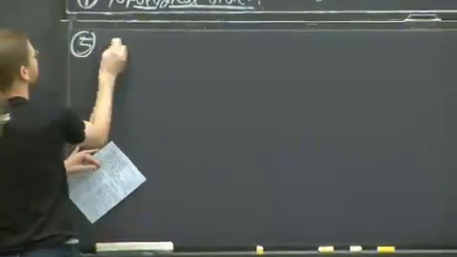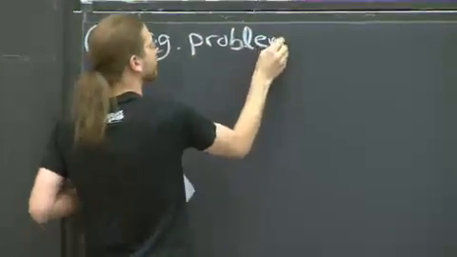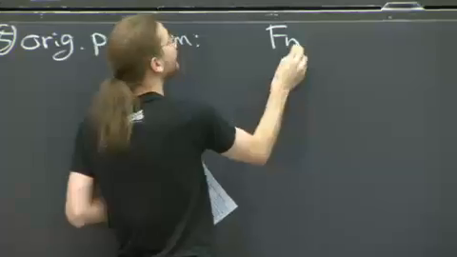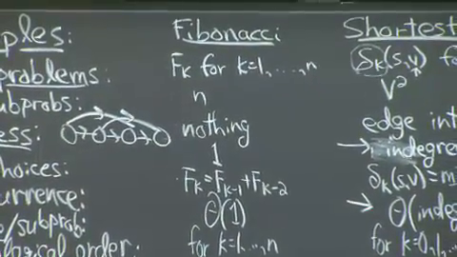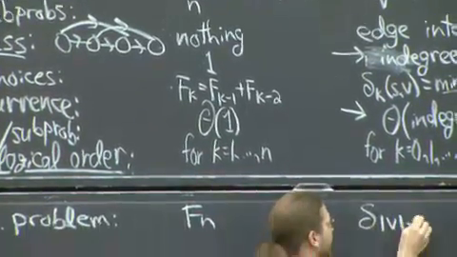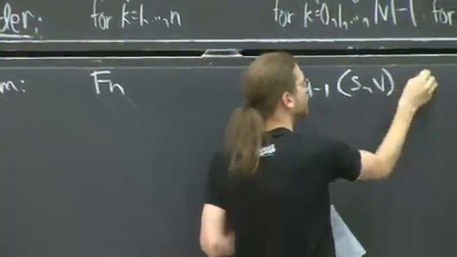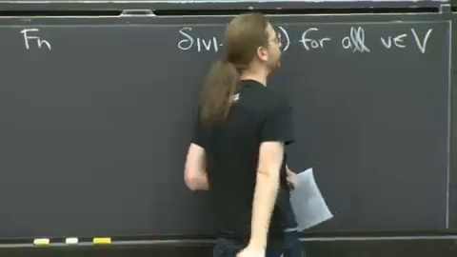We can go down here. Solve the original problem. For Fibonacci, it is Fn, and this is one of our subproblems. So if we solve all of them, we're done. For shortest paths, it's basically delta sub v minus 1 of SV for all v. That's single source shortest paths.